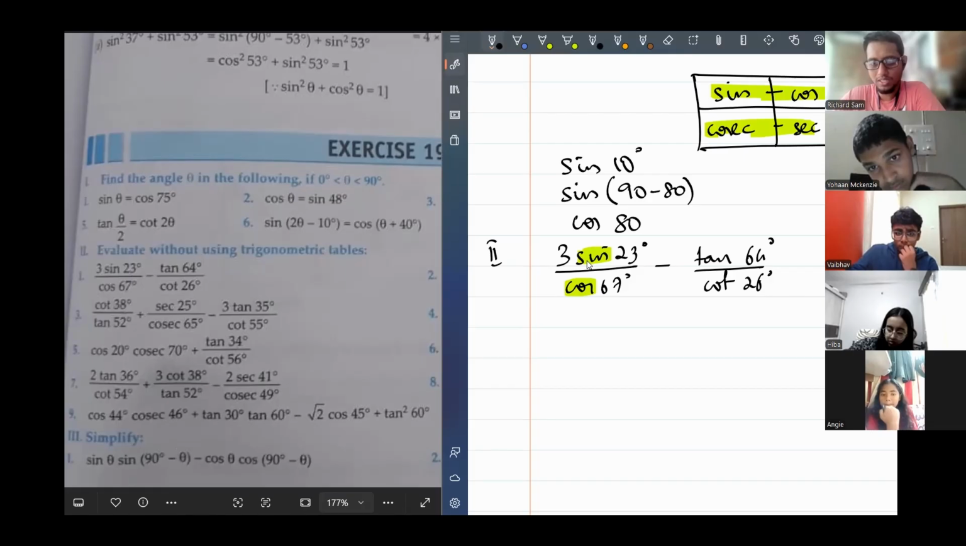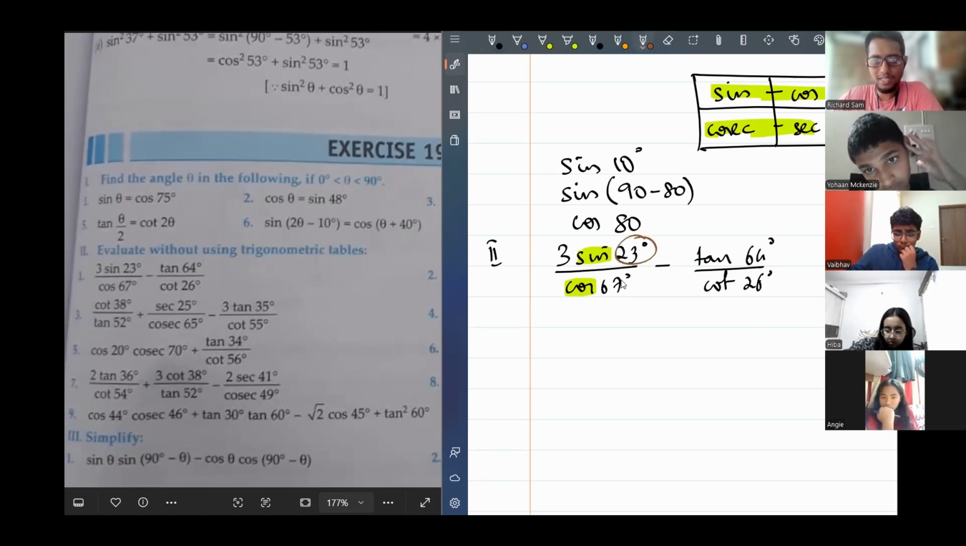That is, if the denominator is cos, you make the numerator also cos. Both should be the same. Either both should be sine or both should be cos. That's the aim. Make them same. One more thing to know that we can make them same is by looking at the numbers.